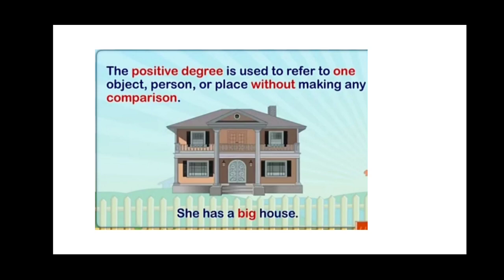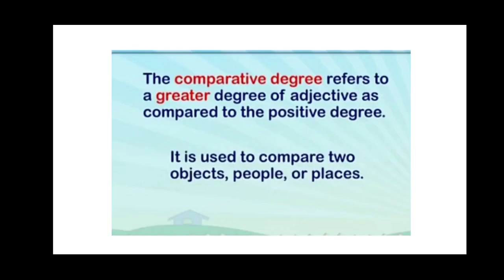She is a tall girl. Here we are talking about a single girl. There is no comparison. We are talking about a girl. She is a tall girl. So which is the adjective there? Tall is the adjective, isn't it? And in the earlier example, which is the adjective? Big is the adjective.